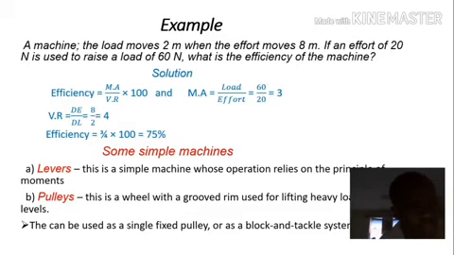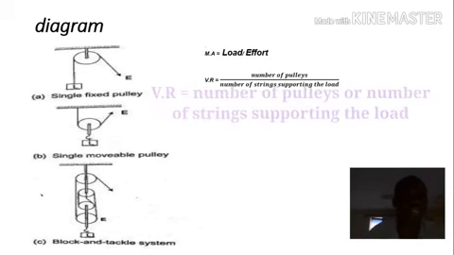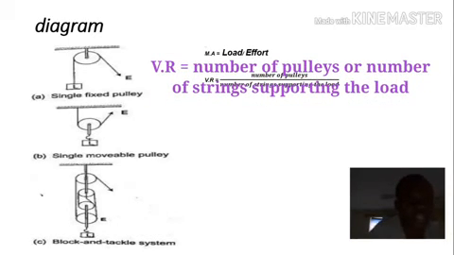Next one is pulleys. This is a wheel with a grooved rim used for lifting heavy loads to high levels. There are 3 types of pulleys: single fixed pulley, single movable pulley, or a block and tackle system, which you can see in the diagram. The first one is single fixed pulley.